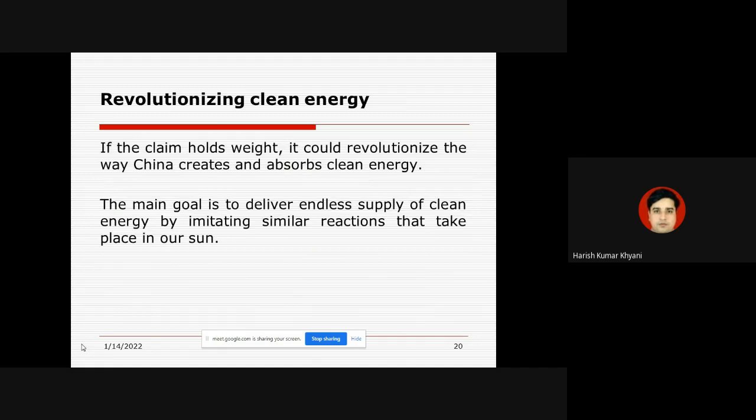But if the claim holds weight, it could revolutionize the way China creates and absorbs clean energy, because the main goal is to deliver an endless supply of clean energy by imitating similar reactions that take place in our sun, that is nuclear fusion. So thanks a lot, and please have a nice day.